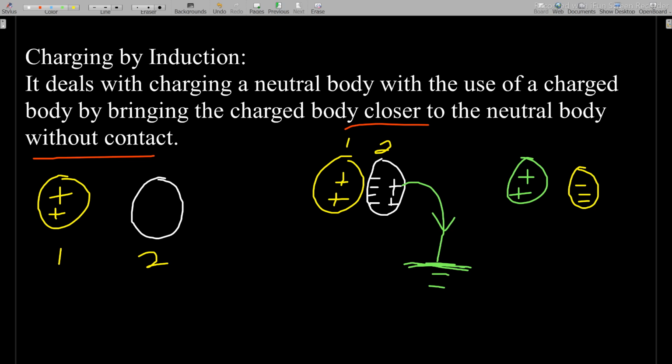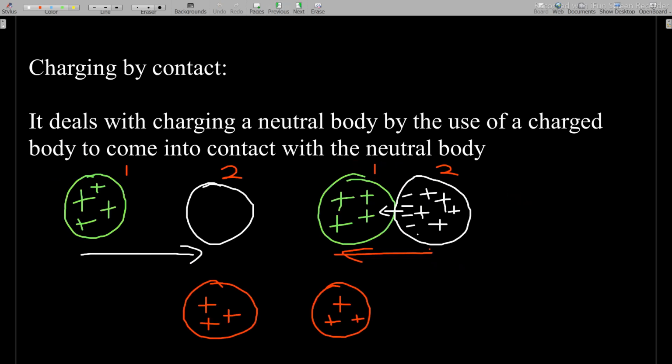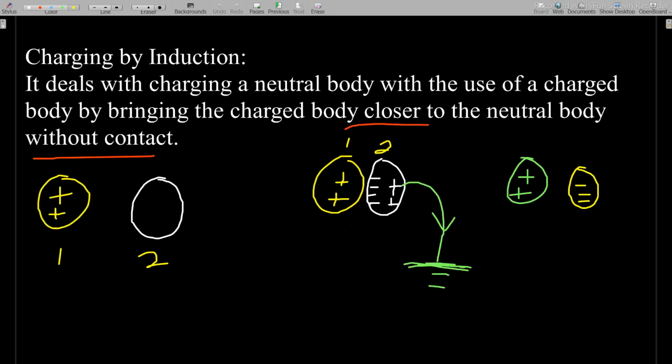Now with contact, if you want to charge a body negatively, you have to use a negative charge. If you want to charge a body positively, you have to use a positive charge. Induction is the other way around. So that is the process, and I will end here.